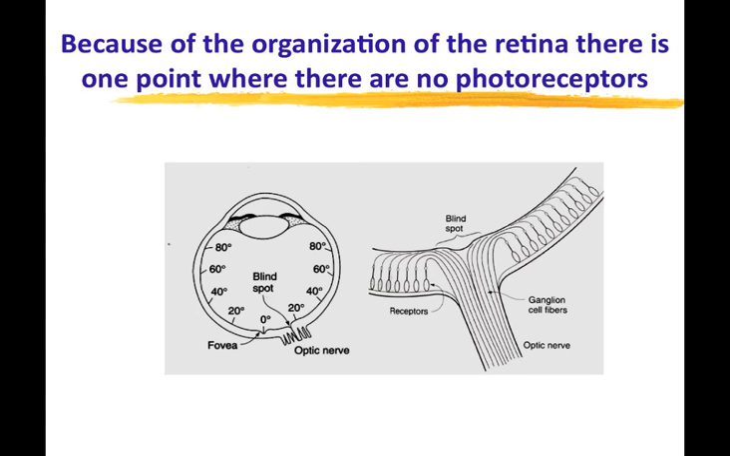Yes? You have a blind spot. Why do you have a blind spot? Yeah, we have a blind spot because there are no photoreceptors. Do you know that you had a blind spot? Did you see your blind spot? You want to see your blind spot?